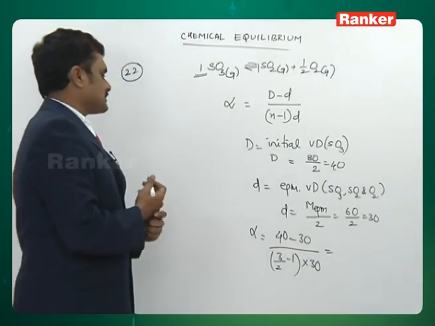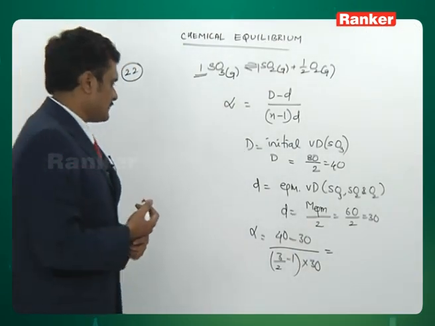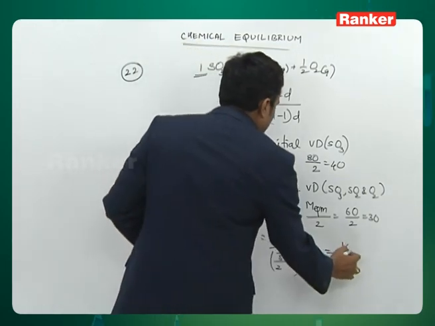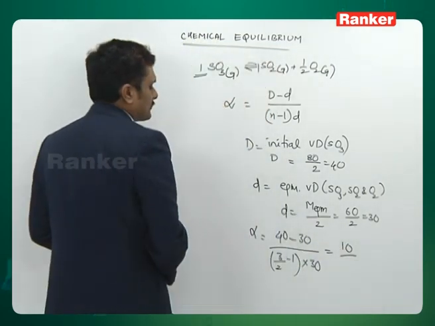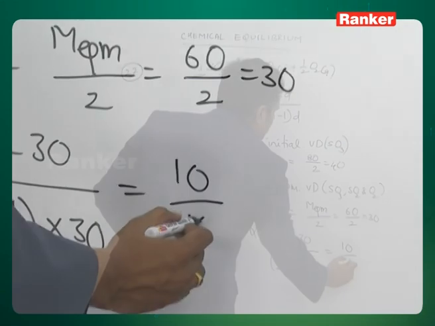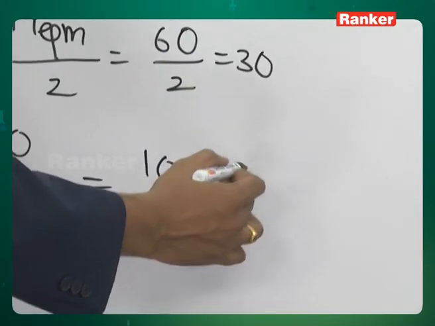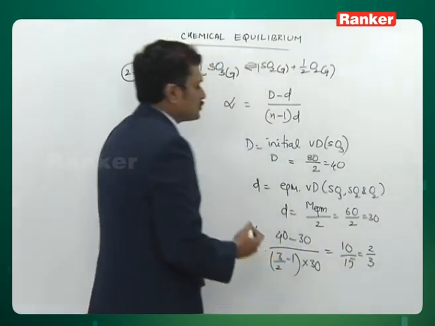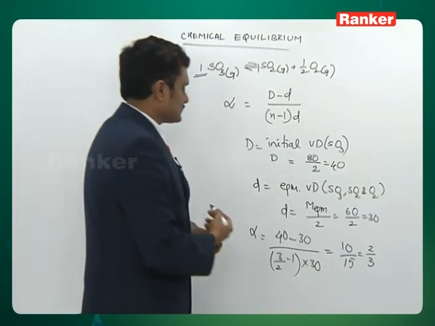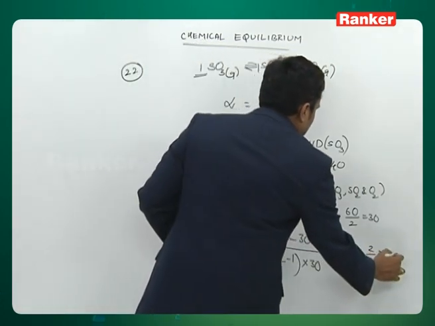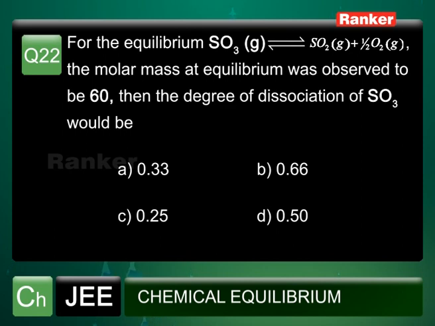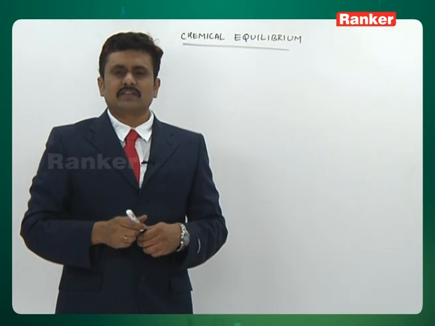So, this is the expression we have for alpha. That means, when we simplify, we are going to get this as 10 upon 15, or 2 upon 3, that is 0.66. So, the correct answer for this given question is option B, that is 0.66 or 66% dissociation has taken place.